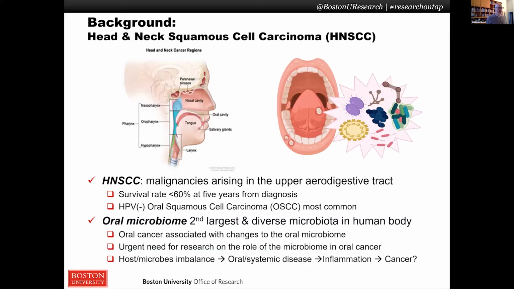So head and neck cancer is more precisely defined as head and neck squamous cell carcinoma. It's quite an aggressive disease with less than 60% 5-year survival rate, and with the majority of cases presenting as tumors of the oral cavity. Of particular interest to this audience is the fact that the oral microbiota is the second largest after the gut in the human body. And that changes to the oral microbiome have been shown to be associated with oral cancer.